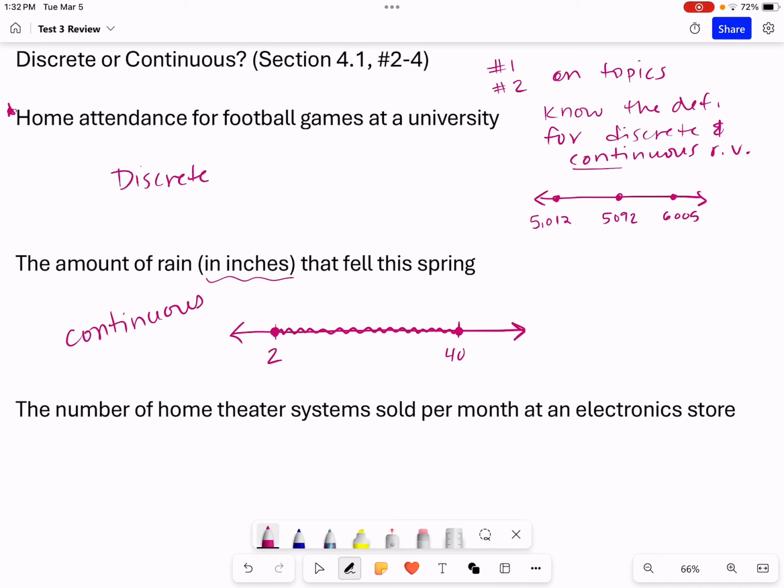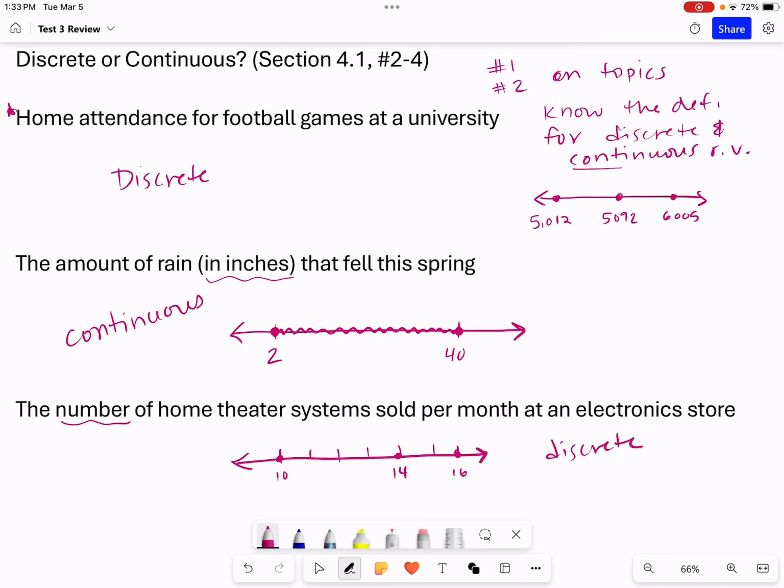All right, and then our third one here, the number of home theater systems sold per month at an electronics store. So again, the number versus the amount, or when we have units that are inches, you can't sell half of a home theater system, right? It's either you sold one or you didn't. And so I have no idea how many might be sold in a month, but if it's an electronics store, it could be, and I'm sure those might be really small numbers, but it would be whole numbers. So again, that would be discrete.